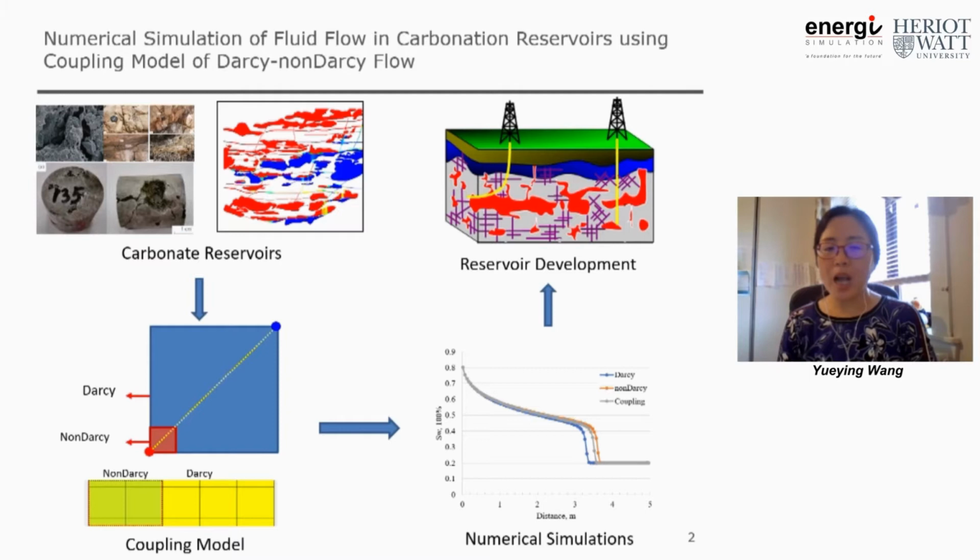The carbonate reservoirs are different from the conventional reservoirs, and they are very complex. There are different sizes of cavities and fractures. Thus, the fluid flows in them sometimes slowly and sometimes faster. The coupling model considers the difference of the Darcy equation and the Forchheimer equation. The simulation results are more reasonable and more accurate.